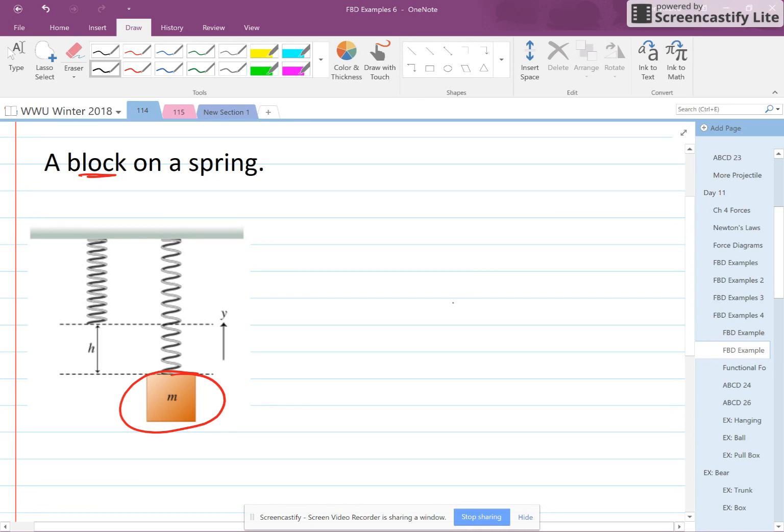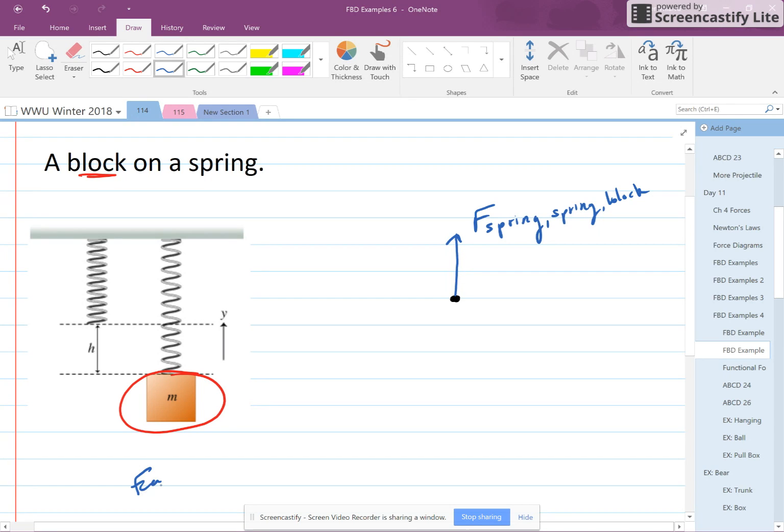And if we were to consider all the things that are touching the block, we have a spring. And that spring is pulling on the block in the upward direction. So this is a spring force from the spring acting on the block. And that's the only thing that's actually touching the block.